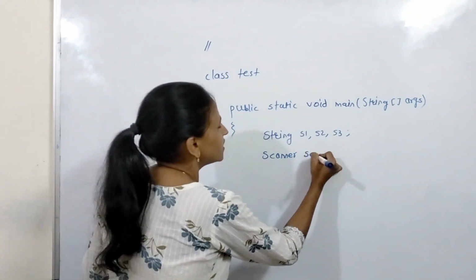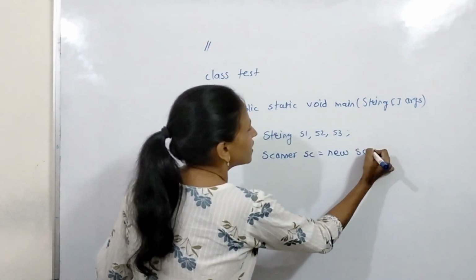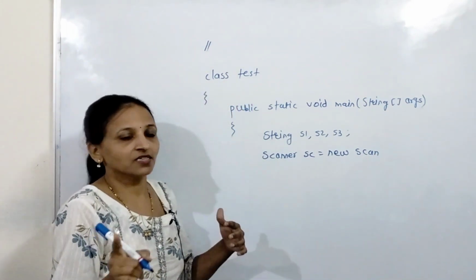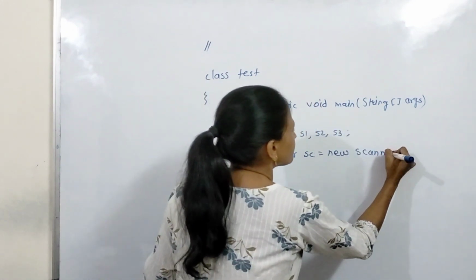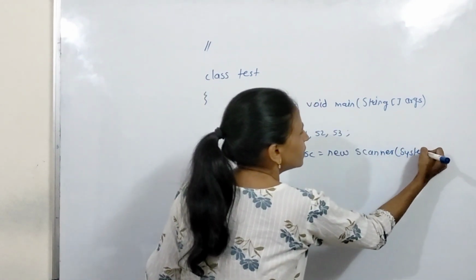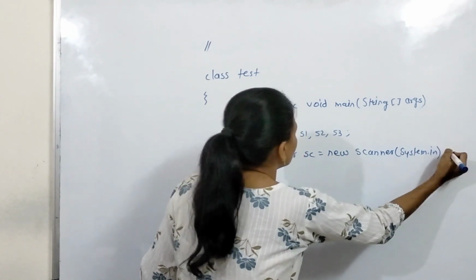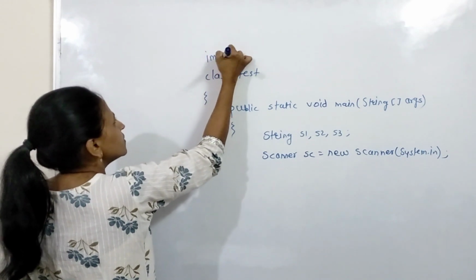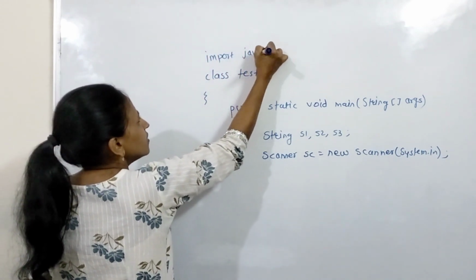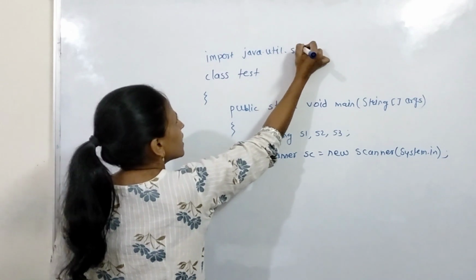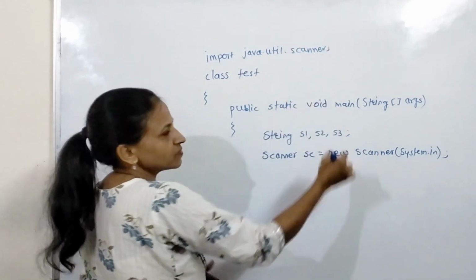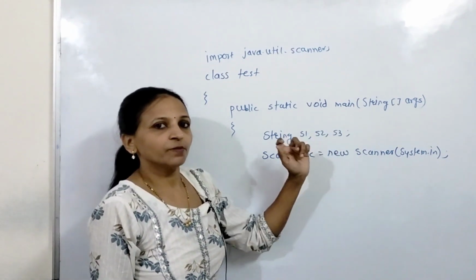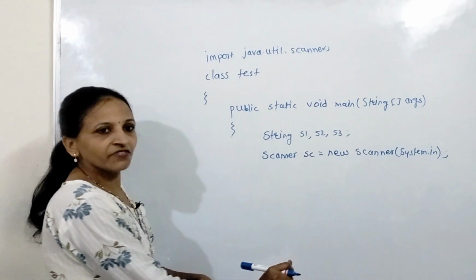Now Scanner SC equal to new Scanner, and for that you have to compulsorily import the java.util package. Okay, Scanner, and here you have to write System.in, and then here you have to import that package, like import java.util.Scanner. Now next, here we have just declared 3 variables of the string class, then created the Scanner class object.